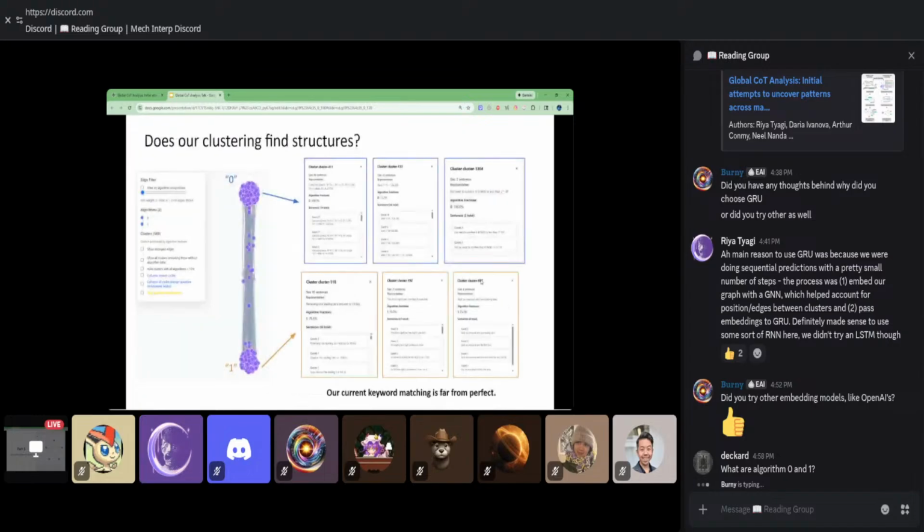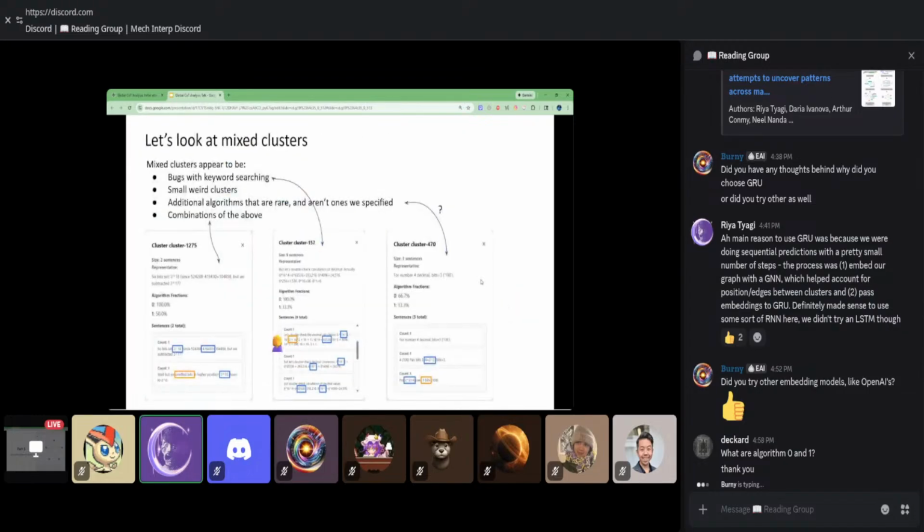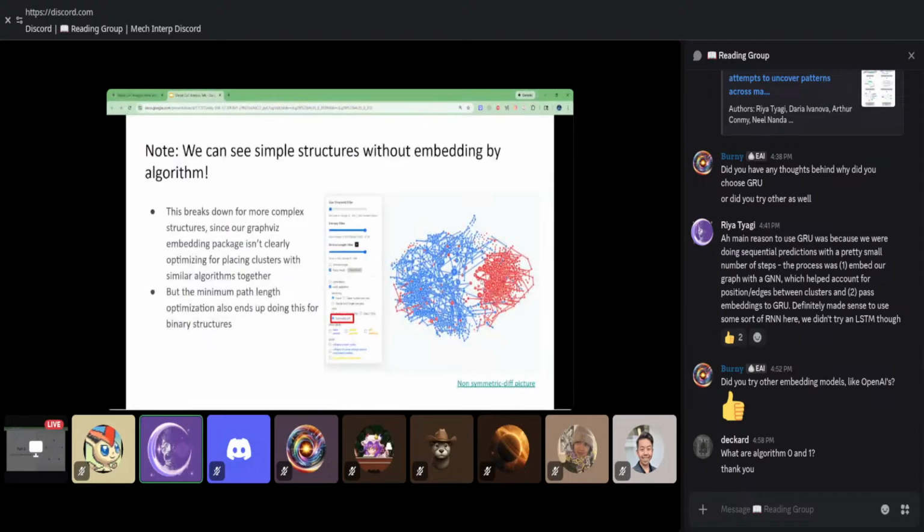Cool. So more mixed clusters. There's some silly ones. But we looked at some of these. Usually there are some bugs with keyword searching, which I'm surprised that there aren't more of these. Small word clusters. A third of algorithms that are somewhat rare for this particular question.